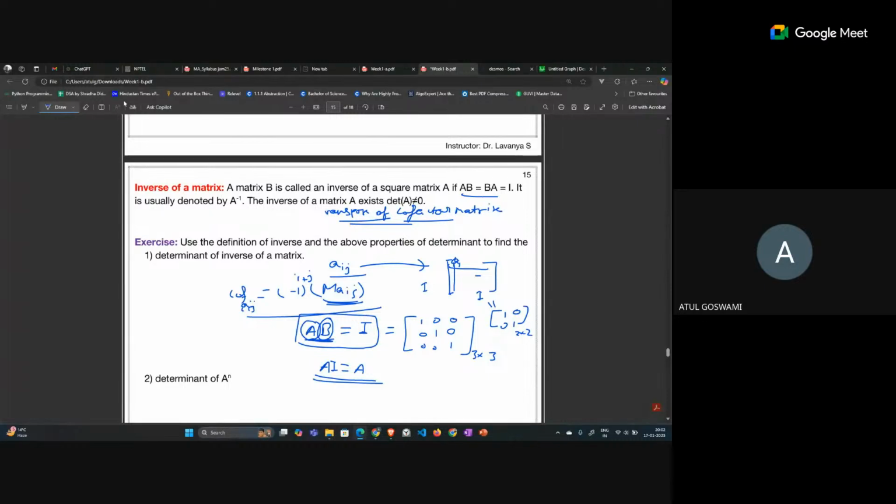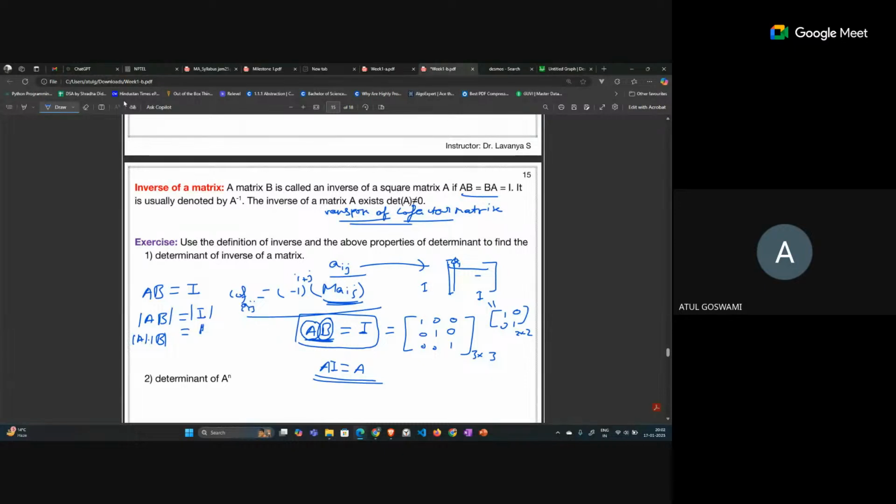So what is the effect on the determinant? AB is equal to the identity matrix, where A and B are inverse of each other. We can take determinant on both sides. What is the determinant of the identity matrix? One. And we can split this from the previous property, so determinant of A times determinant of B equals 1.